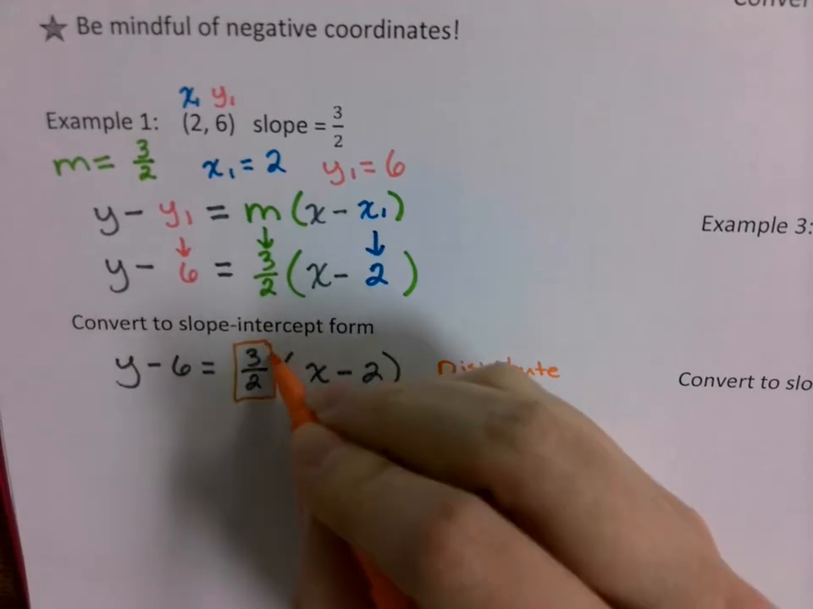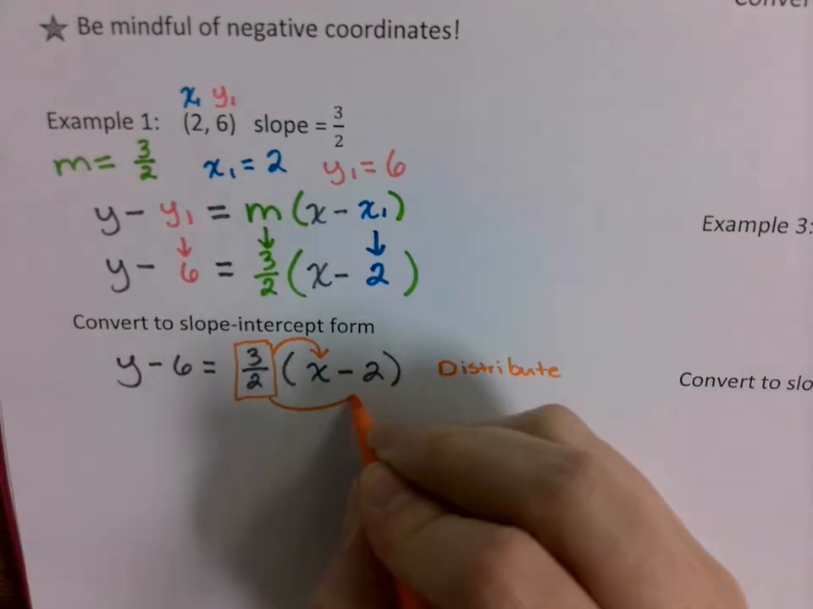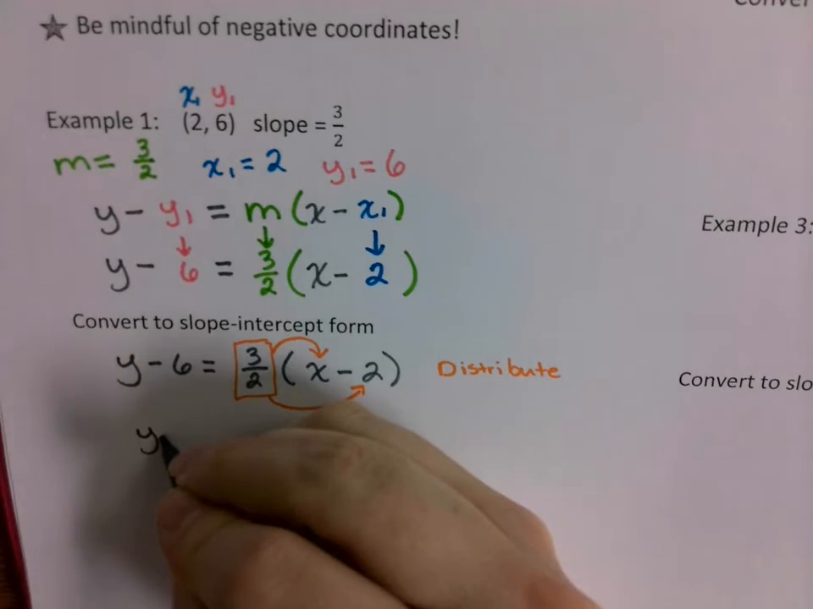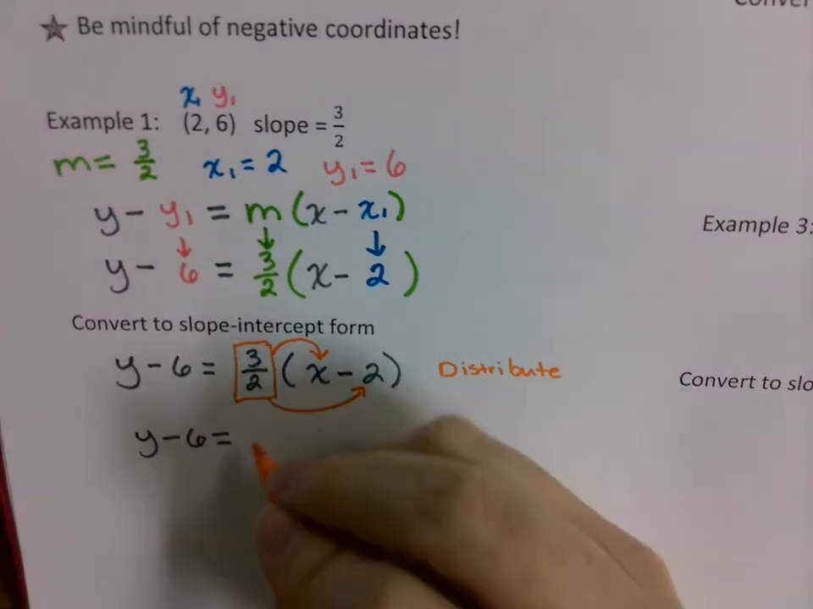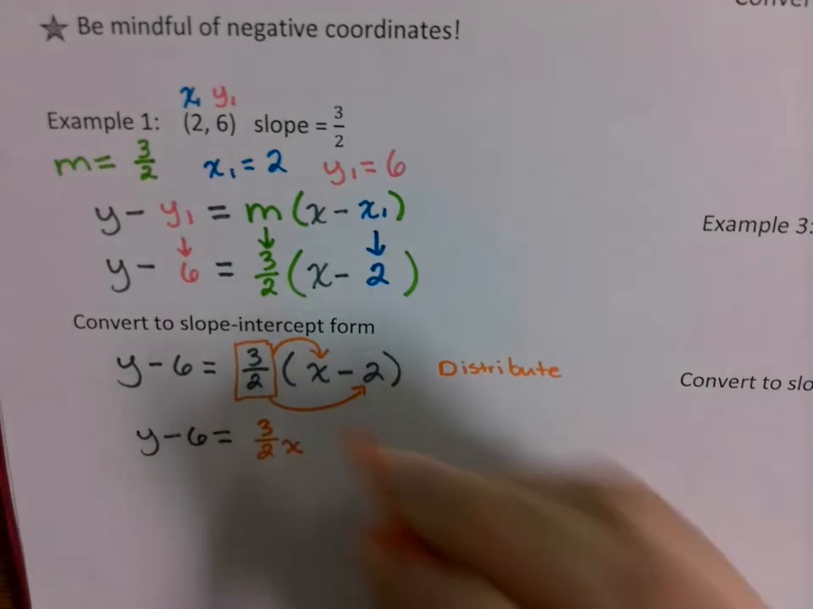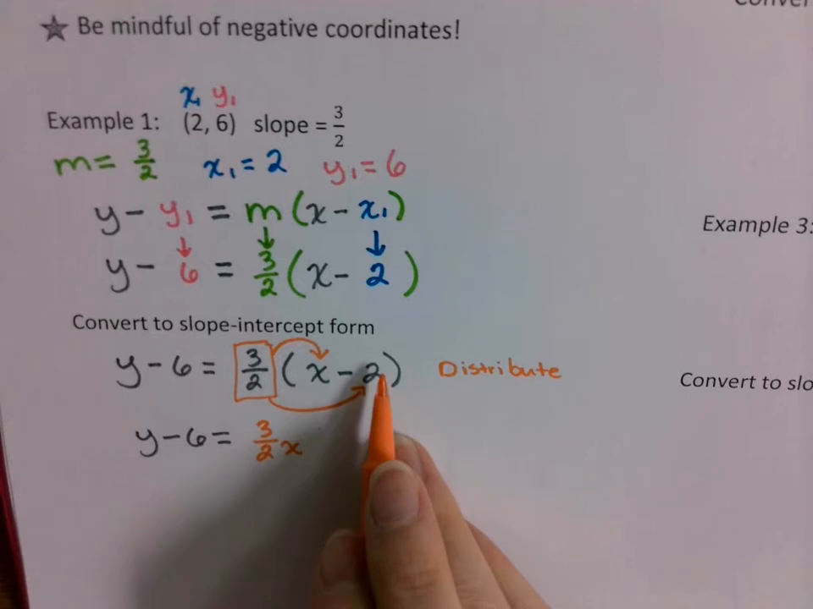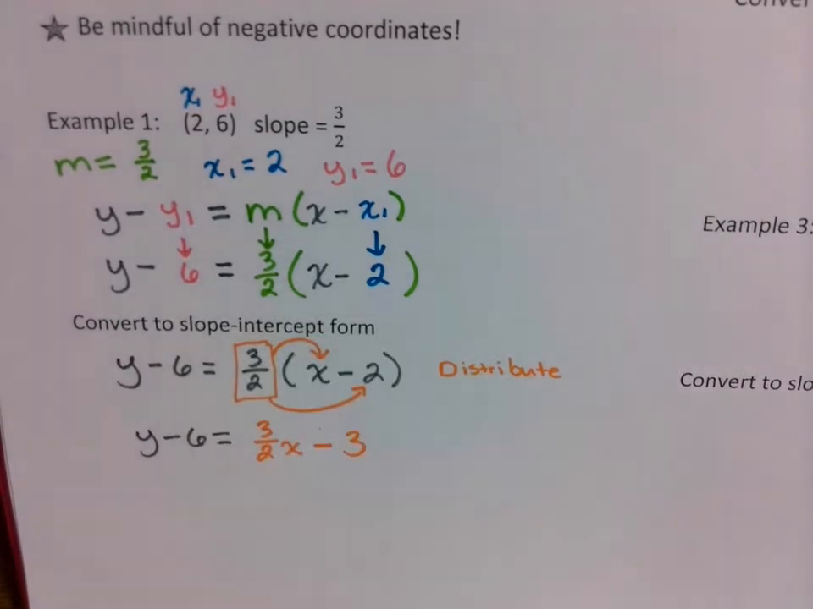So we're going to do 3/2 times x. We're also going to do 3/2 times that -2. Okay, so y minus 6 is going to stay as is. 3 over 2 times x is just going to give me 3 over 2x. And then 3 over 2 times a negative 2 is going to come out to a negative 3. So we've just distributed those values.